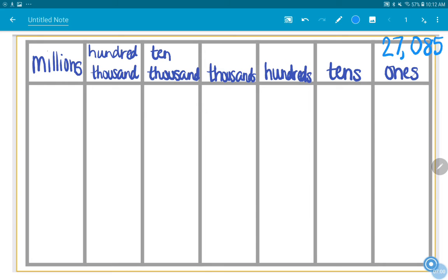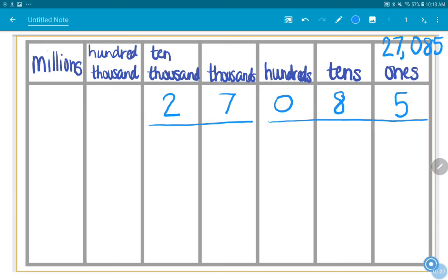5. 5 in the ones place value. What would go in the tens place value? 8. How about the hundreds? 0. How about the thousands? 7. And the 10,000s? 2. I have 27,085. Where would I put the comma in this number? After the 27, it separates the group of thousands from the hundreds, tens, and ones.